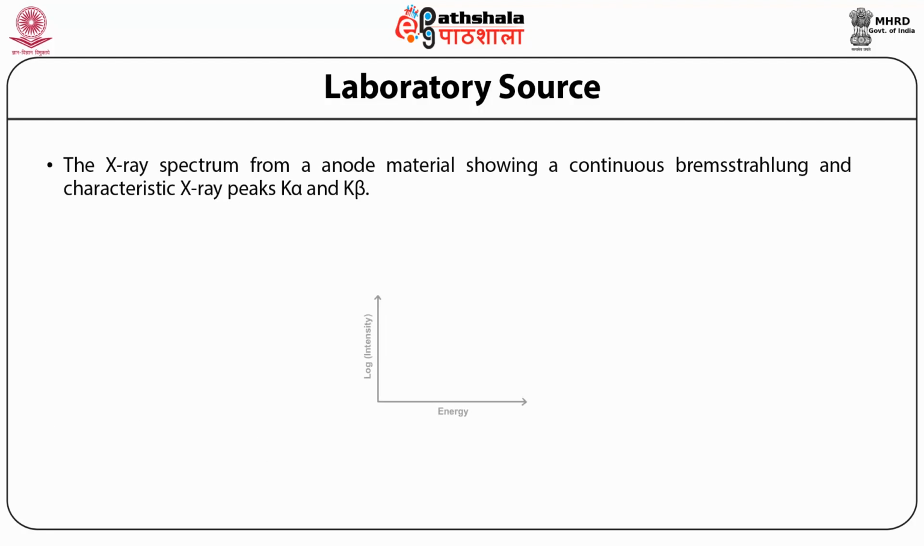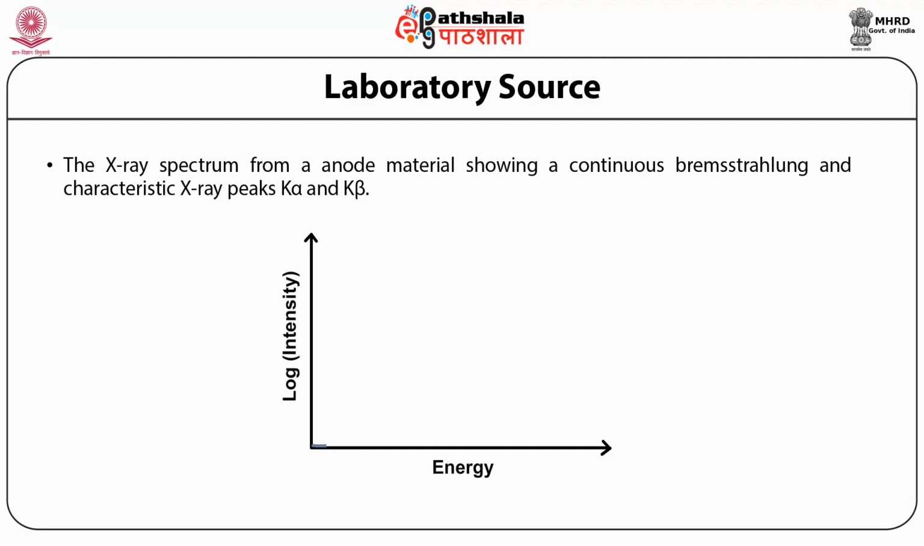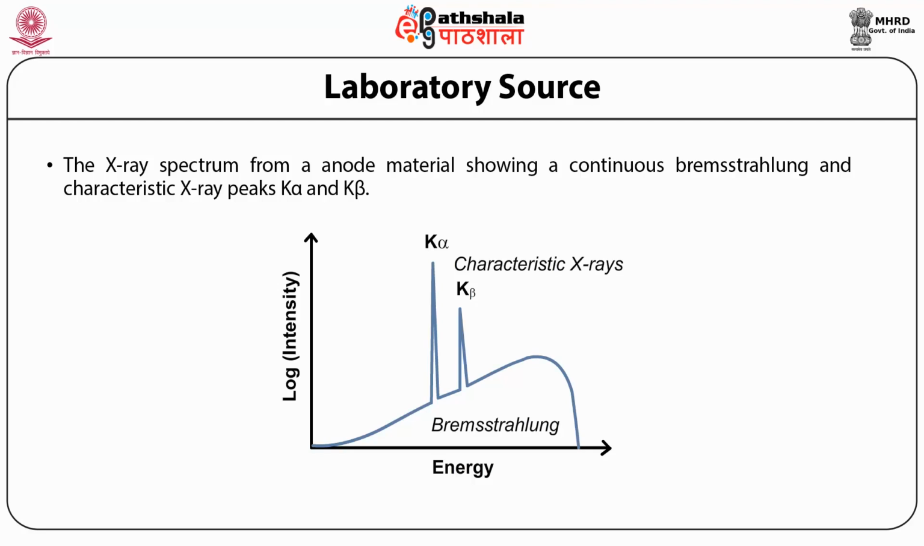The figure shows the X-ray spectrum from an anode material, showing a continuous Bremsstrahlung radiation in the background and characteristic X-ray peaks K alpha and K beta, as is shown clearly.